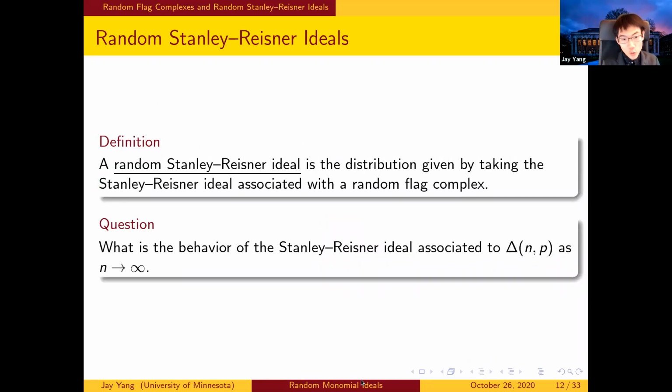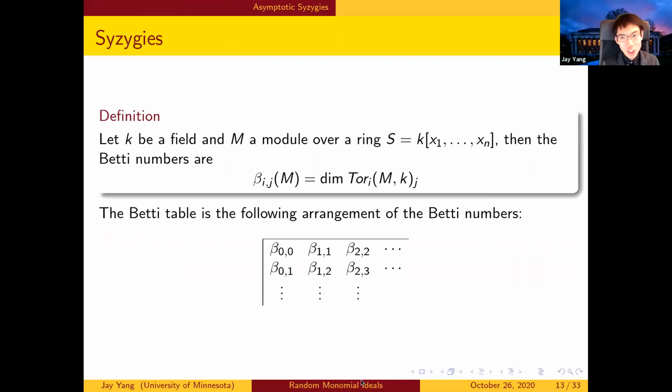So then the natural question to ask is, what is the behavior of these Stanley-Reisner ideals associated to a random flag complex as n goes to infinity? That's the question we've been asking for every model: we take our parameter to infinity, and what can we say about its behavior? To answer this question, I need to go on yet another tangent, because we need to know what question we're asking before we can ask the question. So let's talk about syzygies.